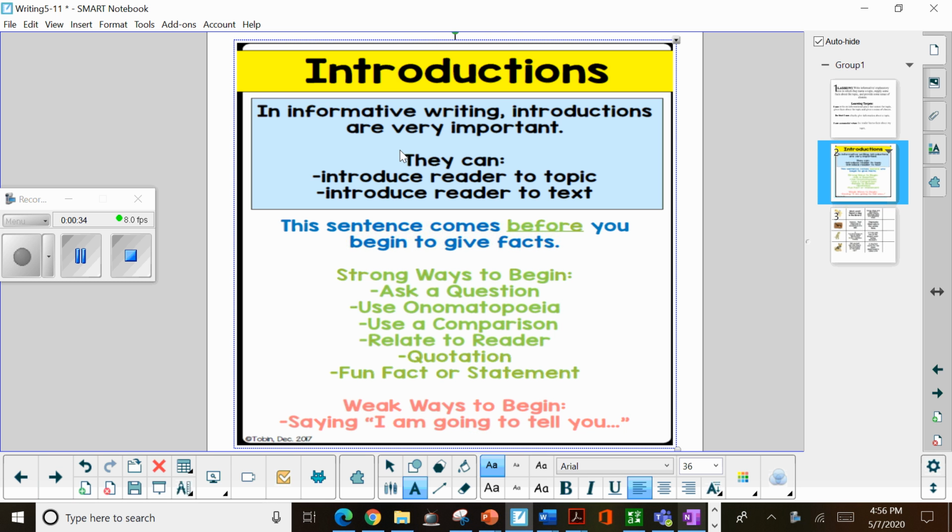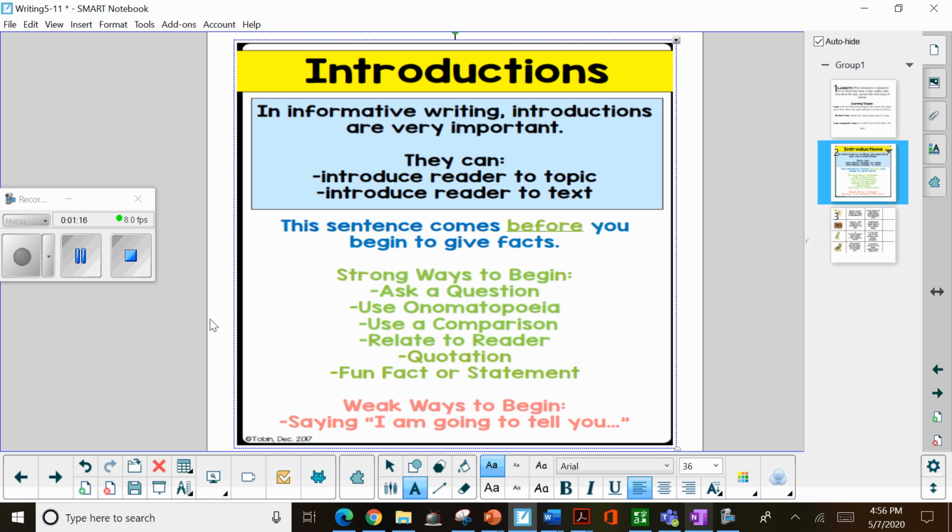When you're writing informative writing, the introductions are very important. They introduce your reader to the topic and they introduce the reader to the text. The introduction comes before you start to give your facts. So some different ways to begin are to ask a question, use onomatopoeia, which is sound words like whoosh, bam, bzz, like a bee, or use a comparison. So the volcano blast was as tall as the Empire State Building.